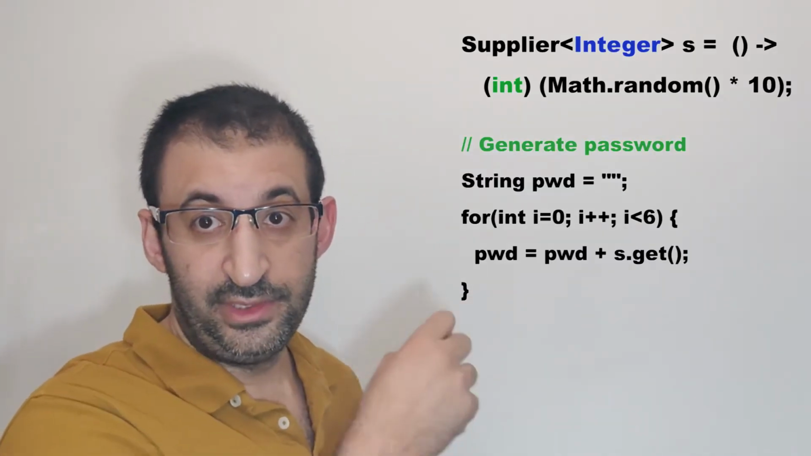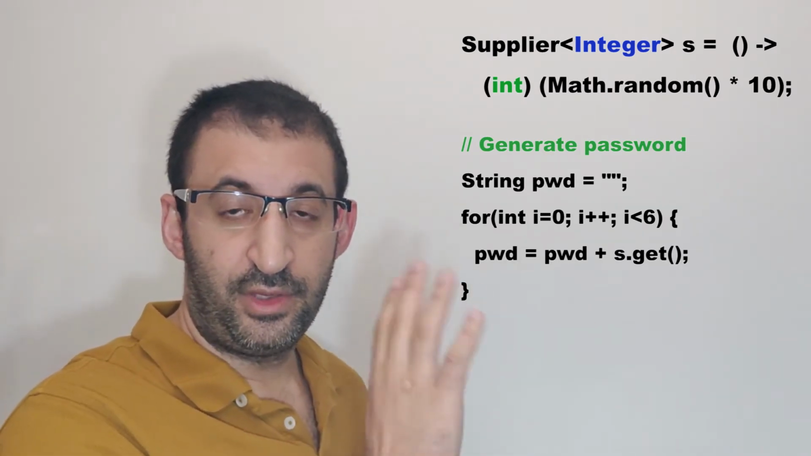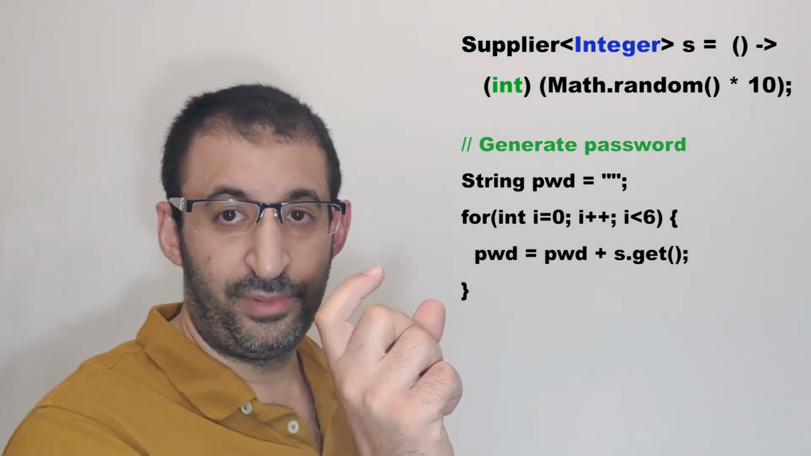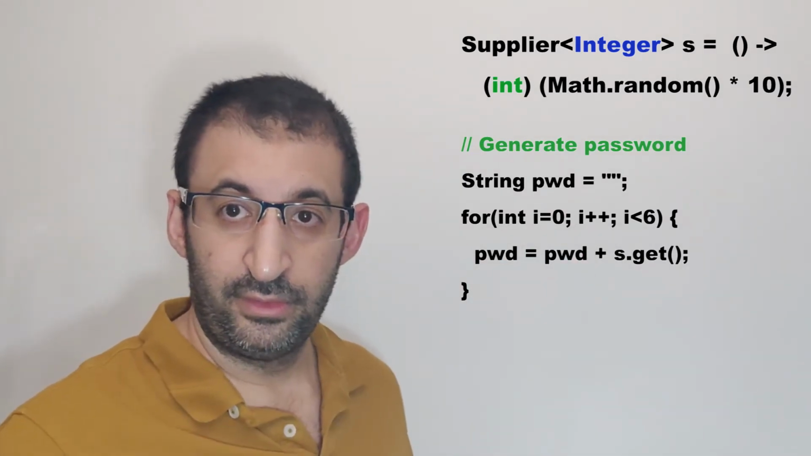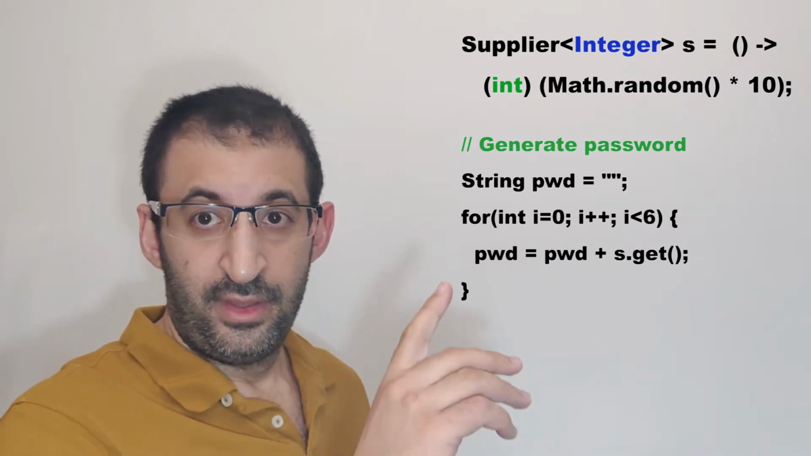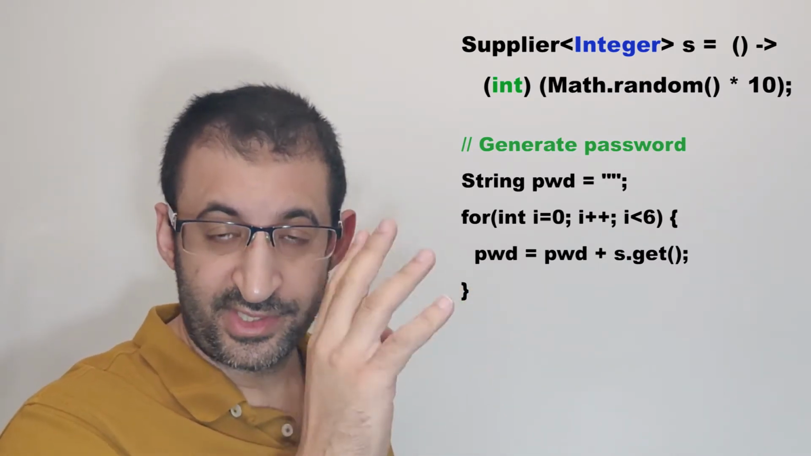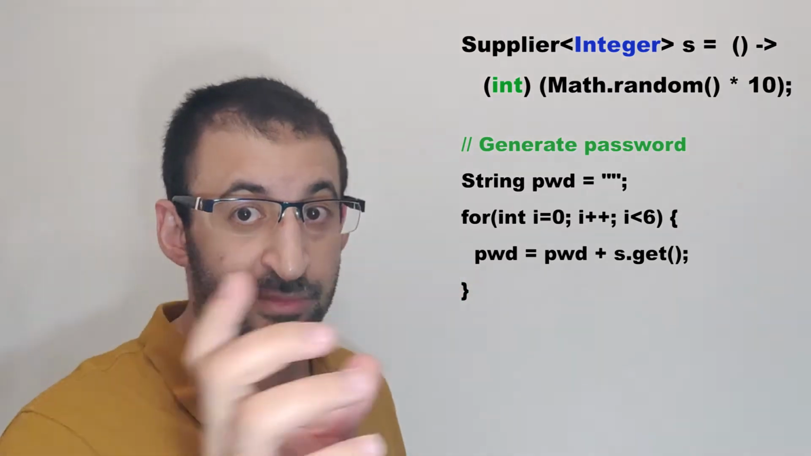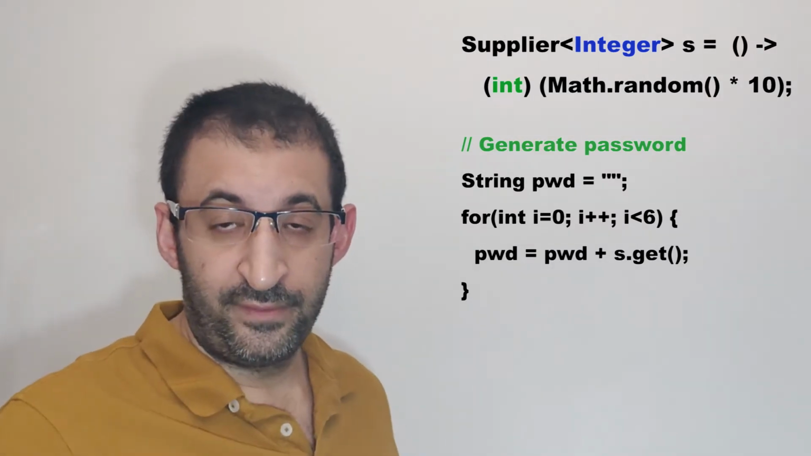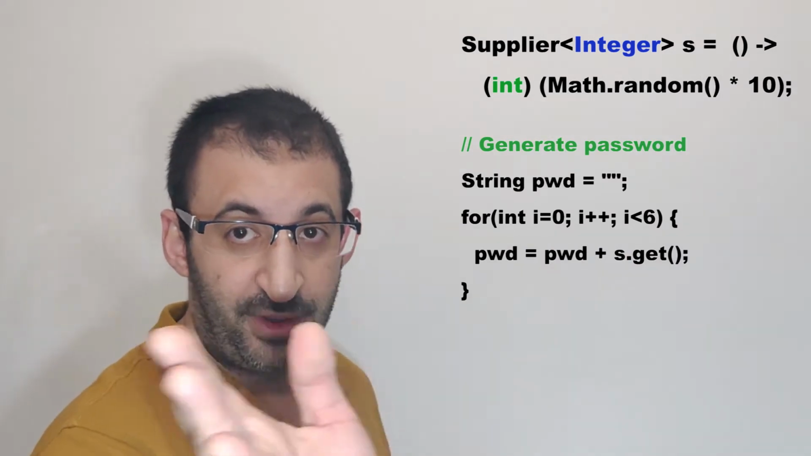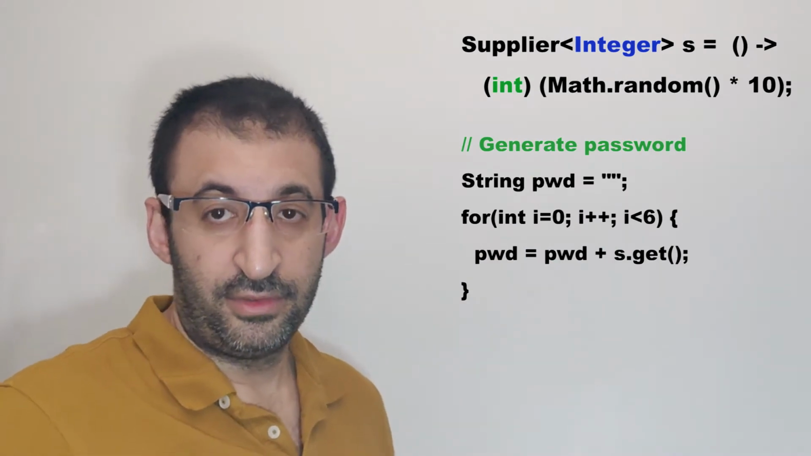For example, I want to retrieve a random digit number from 0 to 9. After this, I will construct a password with 6 digits from this return. So if I want to achieve this, I will create my supplier like this. Supplier<Integer> s equals open parenthesis, but without any input parameter, simple arrow. What I will do after this, Math class, Math.random method. And we have talked about this before. Multiply by 10. This returns a number between 0 and 9. This I will cast to int, to return an integer number.